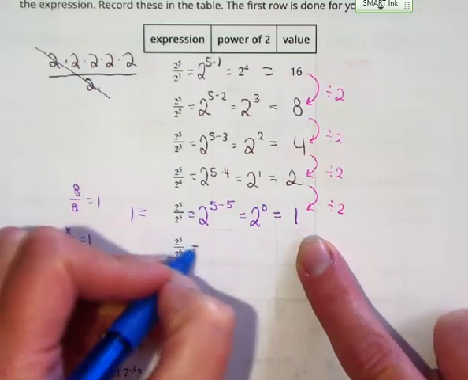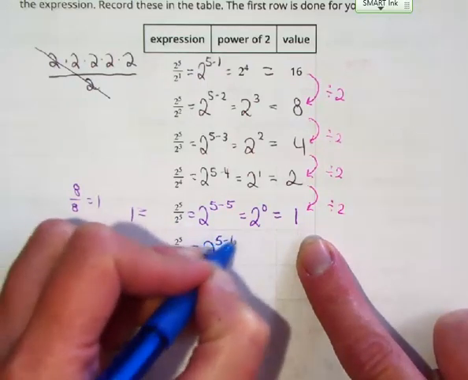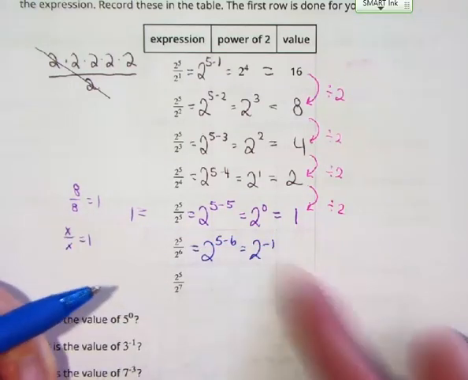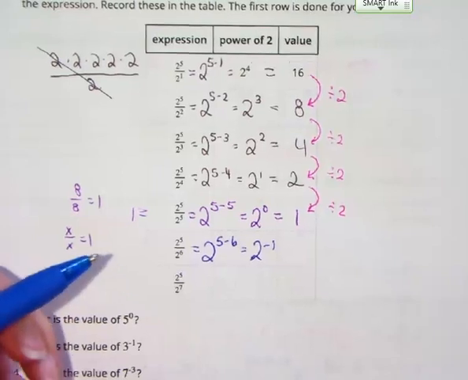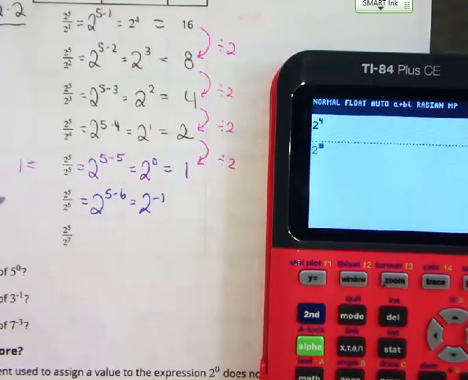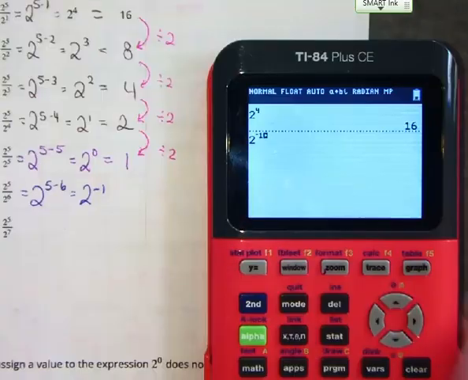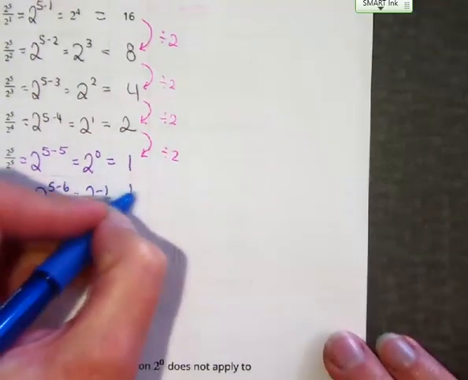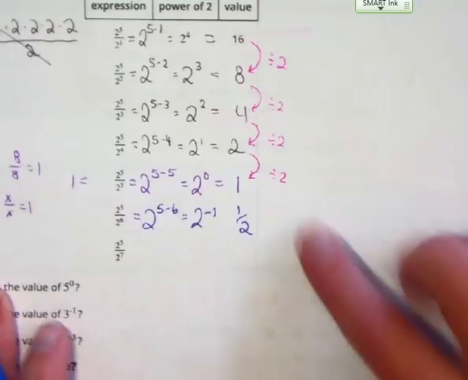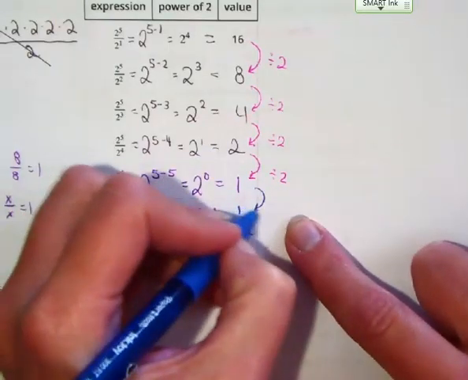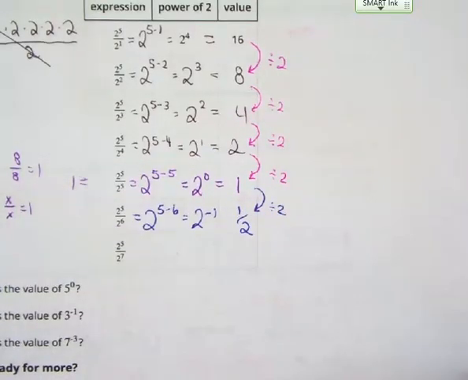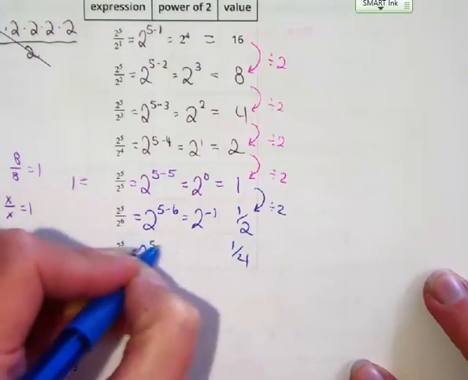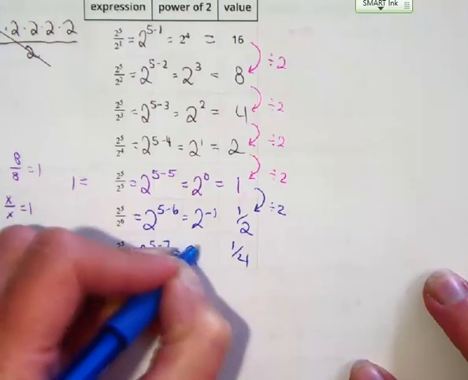And then we can also prove some other rules that we have, something like 5 minus 6 that's going to give us a negative exponent. On a calculator, it'll tell you that 2 to the negative 1 power is a half. And that also still follows our pattern down here that if we divide by 2 again, we get a half. And divide by 2 again, we're going to get a quarter. So 2 to the 5 minus 7 is 2 to the negative 2.